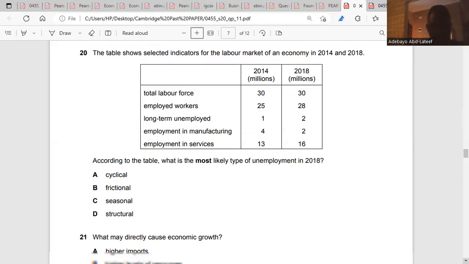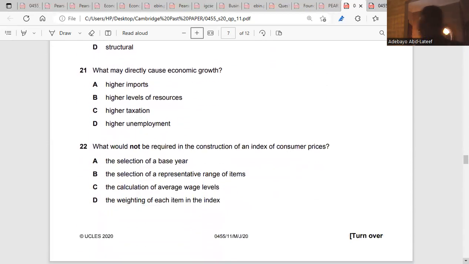Okay. 21, what may directly cause economic growth? Economy will grow if resources are in high levels. If you have high resources, economy will grow. Unemployment will mean that there are still some resources that are not used. That means we have some resources that are not employed, which can be labor, capital, enterprise, or raw materials. Taxation would increase costs for firms.